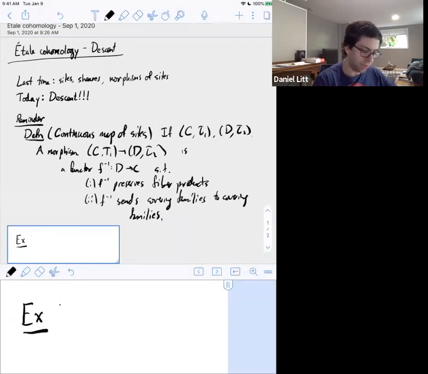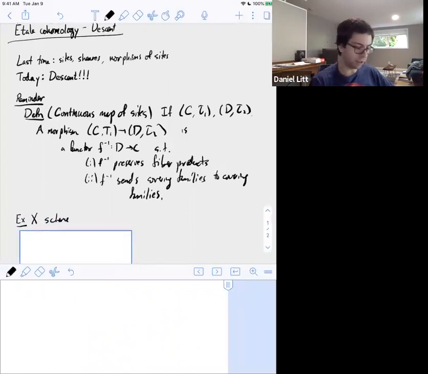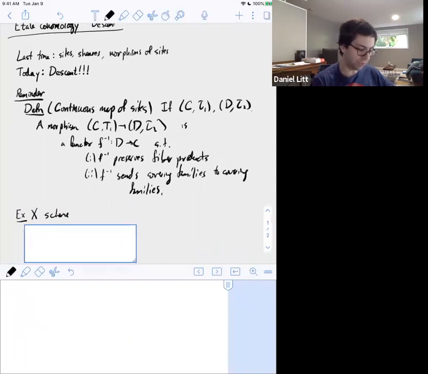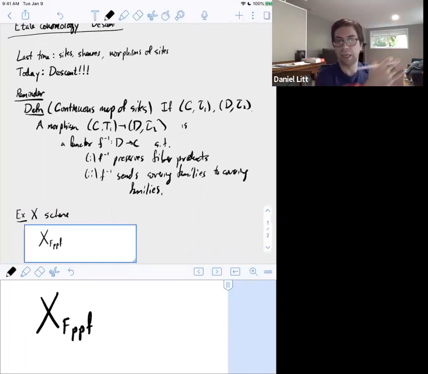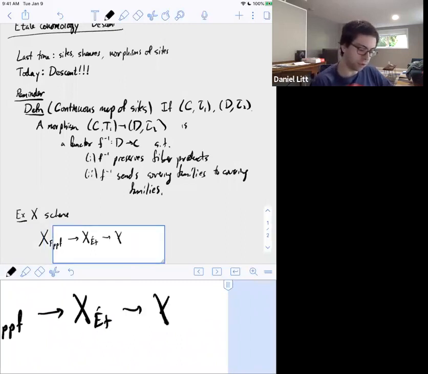So suppose X is a scheme. Then I claim that there are natural maps of sites from the big fppf site of X. Remember, that was all X schemes, and covers were collections of flat morphisms which were jointly surjective. This maps to the big Etale site. Remember there, the category was all X schemes, and covers were collections of Etale morphisms which were jointly surjective. This maps to the small Etale site of X.